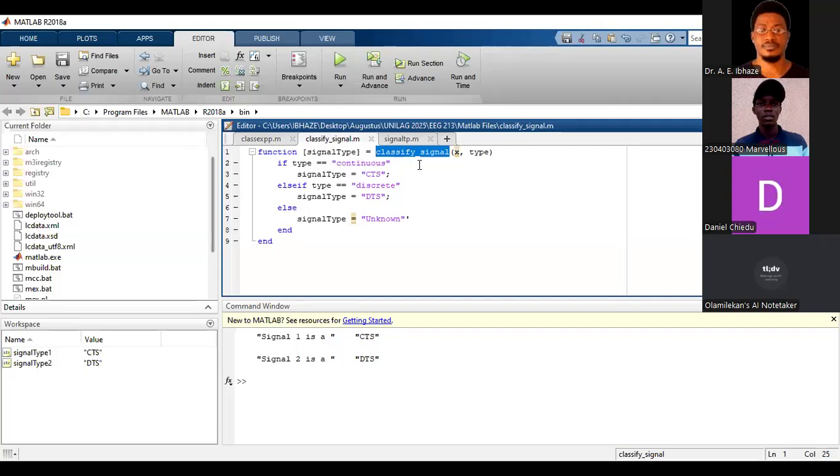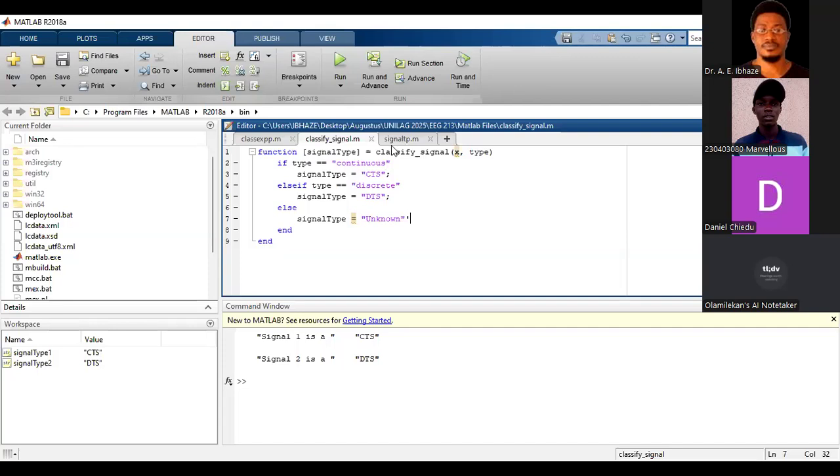So in this function file, I just define this, and I have x, my signal, and then the type. This is an if-else statement. If the type is continuous, then tell us that the signal type is a continuous time signal. If the type is discrete, then it tells us the signal is discrete. Else, if none of those options, then we don't know what it is. Then we end the program.